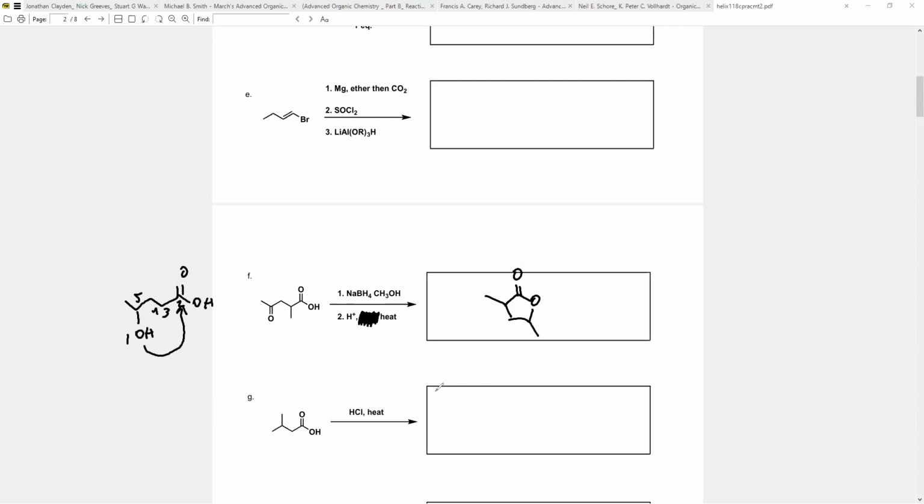So that's our cyclization right there. Other things we could have done here: I guess you also could have, instead of seeing this, you could have seen SOCl2 and pyridine.